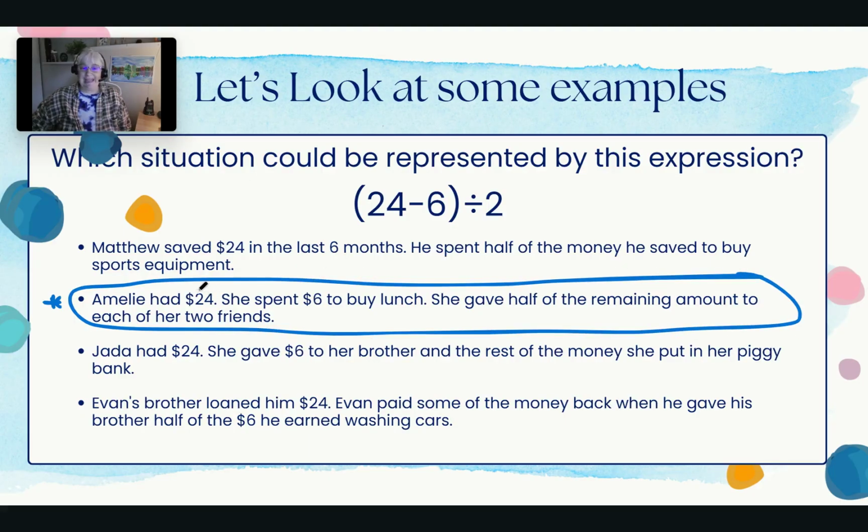Emily, I'm not sure how to pronounce that name, had $24. She spent $6. 24 minus 6. First, we figure that out. And then the remaining amount, she gave half of it to each of her 2 friends. I want to be her friend. That's awfully nice. So you're going to need to read through all of the options and really think about what's happening and how it is represented in the problem. Take your time. These, I told you, are not easy.